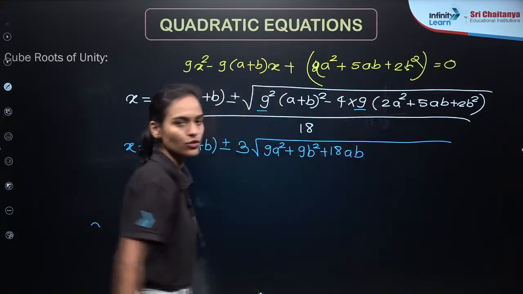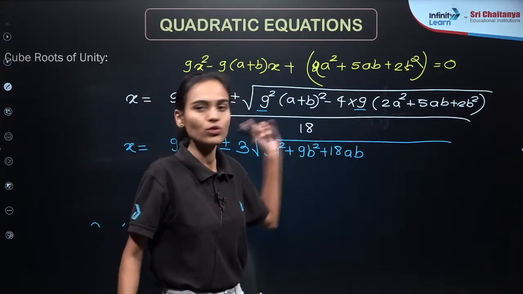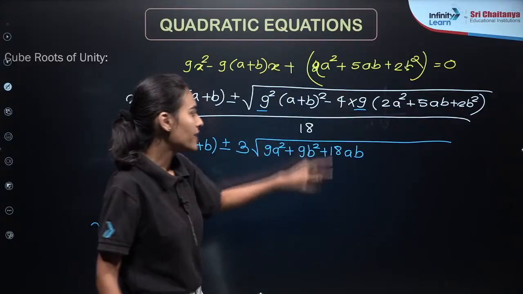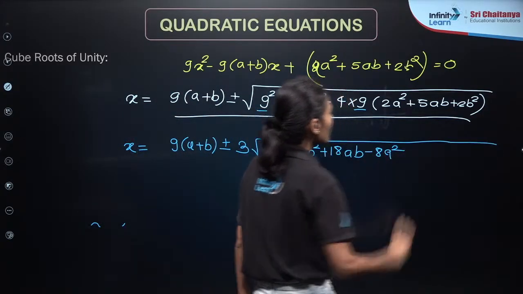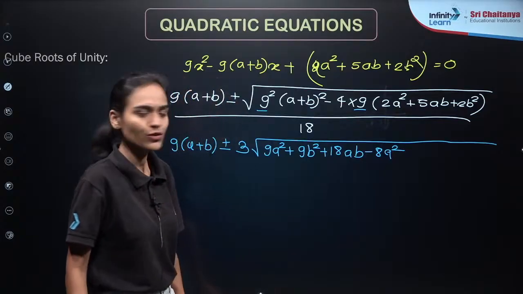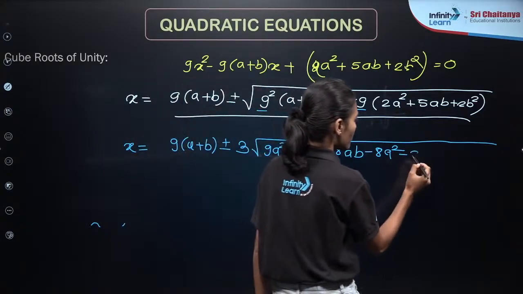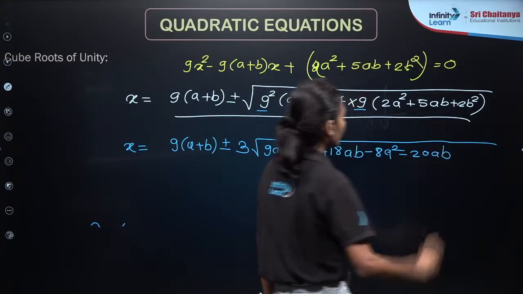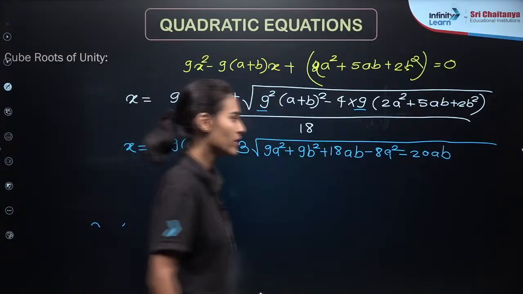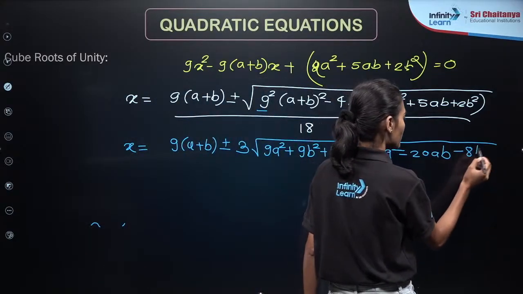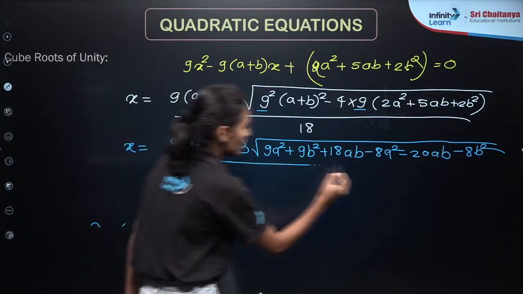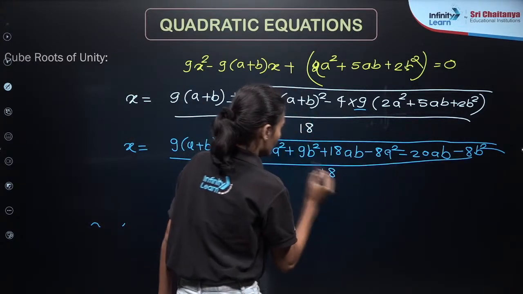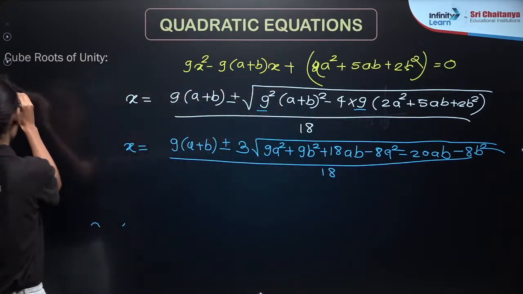Now here, 4 into the remaining term, right? 9 we took outside. So minus 4 into 2a square means minus 8a square. Next you have minus 4 into 5ab, so it will be minus 20ab. And next minus 4 into 2b square means minus 8b square. Whole divided by 18. Now simplify, you will get your answer.